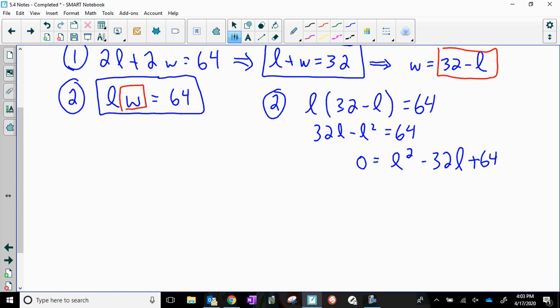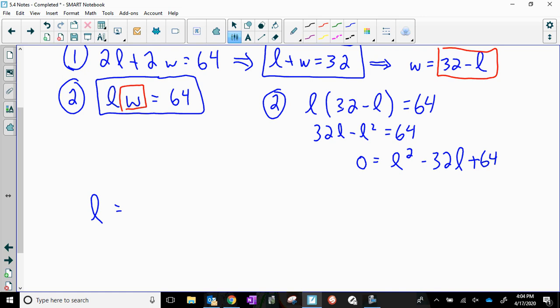So if I can think of 2 numbers that have the same sign, that multiply to be 64 and add up to be negative 32, I would factor. If I can't factor it, or I don't see those numbers, if I get stuck for more than 30 seconds, the technique I'm going to try is the quadratic formula. So if you can't think of this, then let's go ahead and do the quadratic formula.